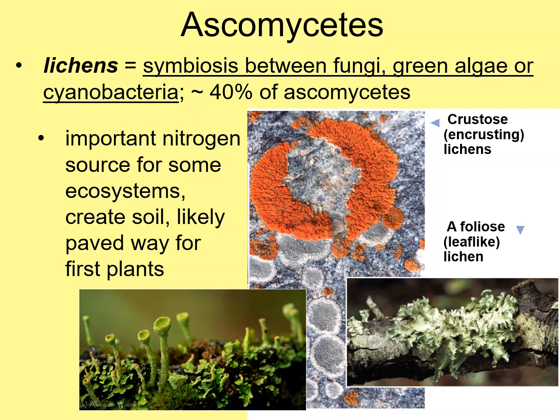So here we've got a couple on the bottom here. This is an ascocarp. You can see the little cup-shaped asci there on the top. This one on the bottom right is a leaf-like lichen, so probably a cyanobacteria in that one. And then here we have an encrusting lichen, and this is growing on granite, which is volcanic rock.